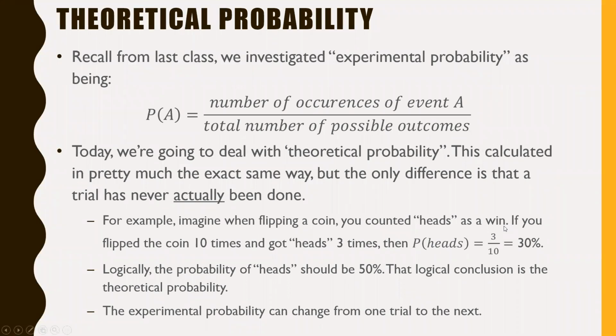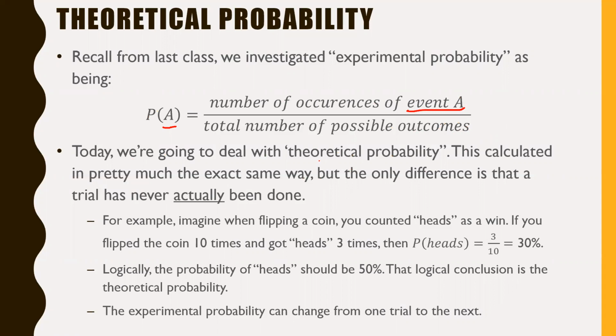All right, so theoretical probability. I want you to recall from last class, we investigated something called experimental probability as being P(A), that means the probability of event A, is the number of occurrences of event A divided by the total number of possible outcomes. So in other words, let's say you did a bunch of trials. Let's say you did like 20 trials for something, and then you noticed that the thing you were looking for, event A, happened 9 times. Well, then, of course, your probability would be 9 out of 20, right? It's just the number of times you saw event A happen over the total number of possible outcomes or the total number of trials you tried in the whole experiment, right?